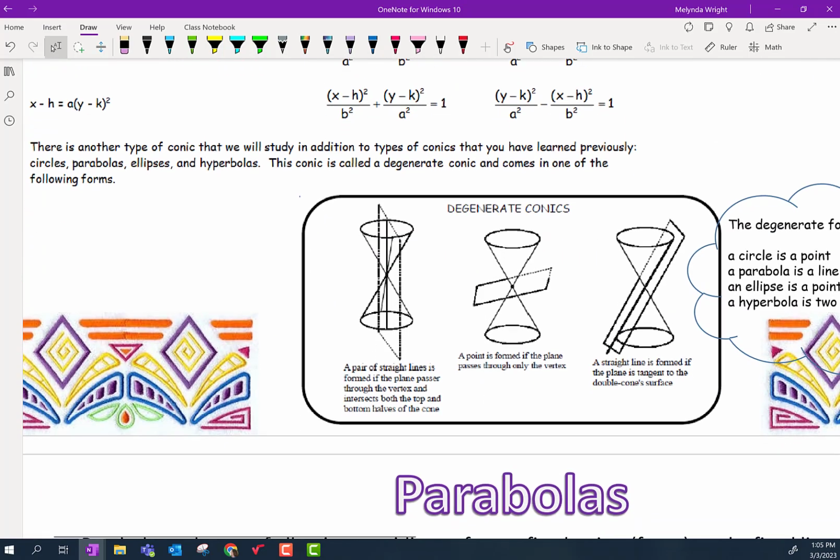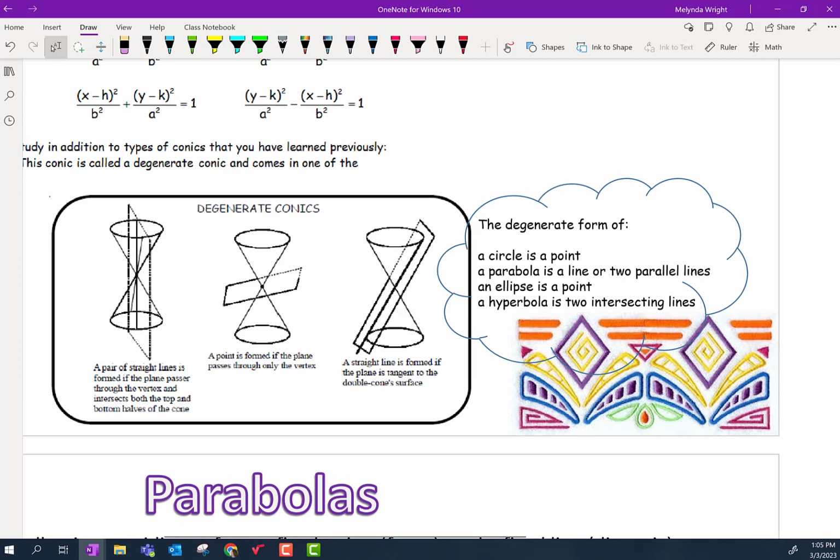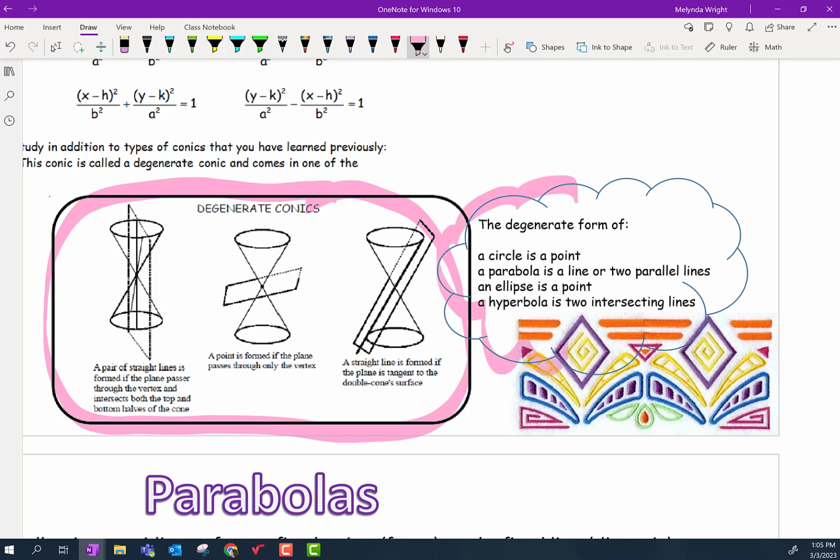So this is an example of what happens. The degenerate form of a circle is a point. The degenerate form of a parabola is a line or two parallel lines. An ellipse is a point, and a hyperbola is two intersecting lines. You don't have to memorize that. It's just information for you to understand that there is another kind. There are other kinds of conics that aren't these regular ones. We just won't have time to deal with them.